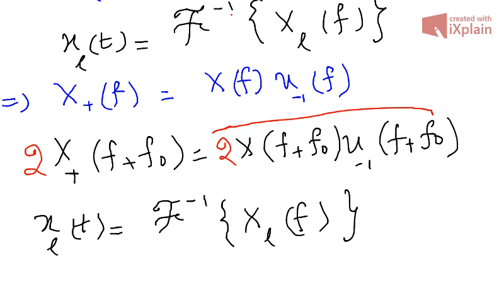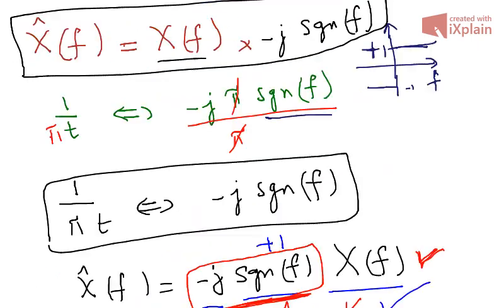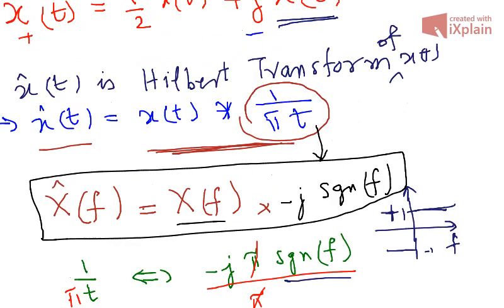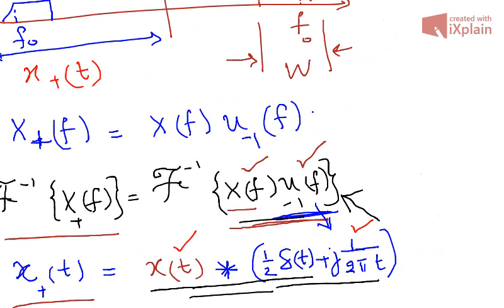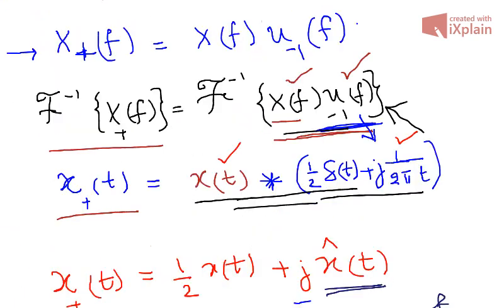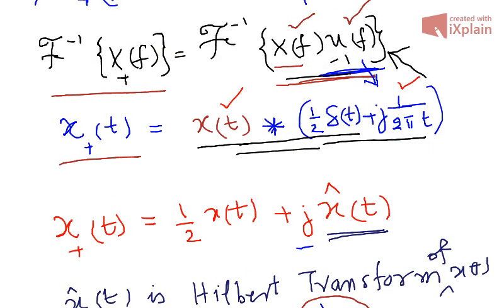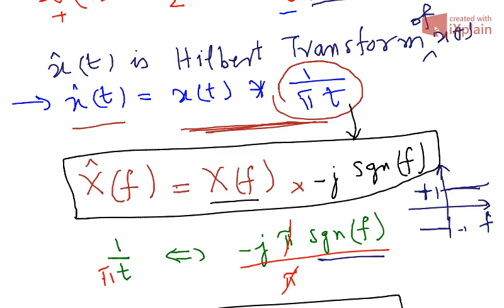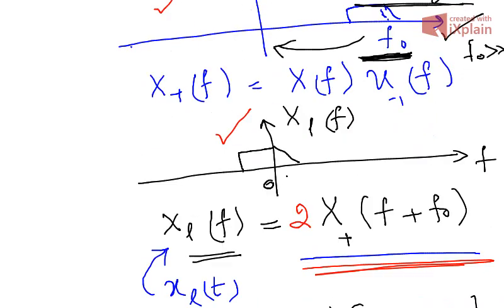We derived some expression for x positive of t, or not? Let me go back and see what we derived. We have x positive of f, but did we derive an expression for x positive of t? Yes, we derived it already. This one is x positive of t. And x positive of t, we said, is x of t plus j times the Hilbert transform of x of t. So let me go back to that point and we will continue from there.